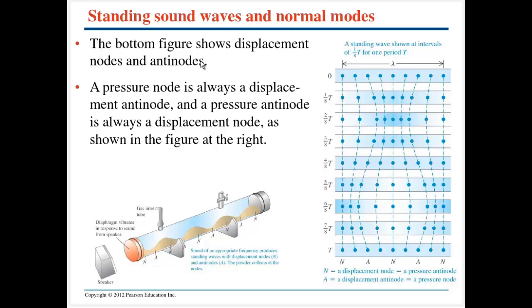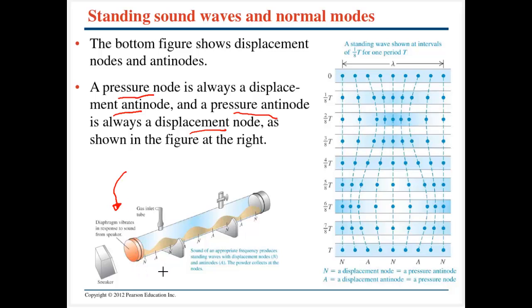Now, it turns out for pipes, we can create standing waves much the same as we did for fixed strings. The thing we have to be careful of is whether we're talking about a displacement node or a pressure node. They're going to be related, as I mentioned a few slides ago, and long story short, a pressure node is always going to be a displacement antinode, and vice versa, a pressure antinode is always going to be a displacement node.